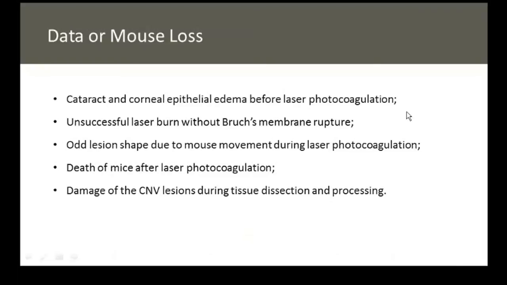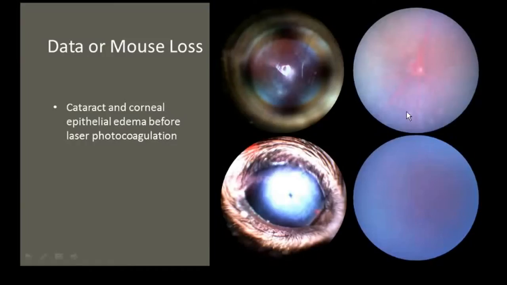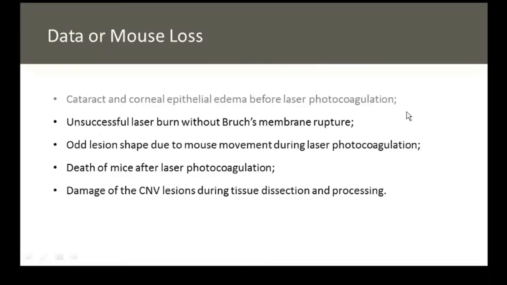First is cataract and corneal epithelial edema before laser photocoagulation. This figure shows the mild and the severe situations. The clouding of the lens in the eye significantly influences our focusing on the fundus and will decrease the efficiency of the laser photocoagulation. The second issue is unsuccessful laser burn without Bruch membrane rupture, as I discussed in previous slides.